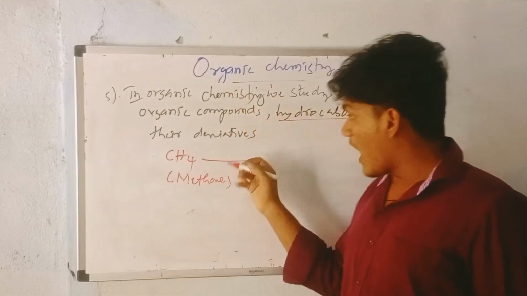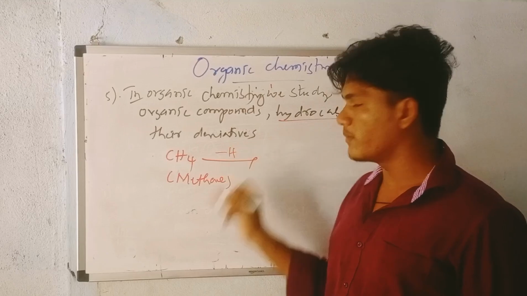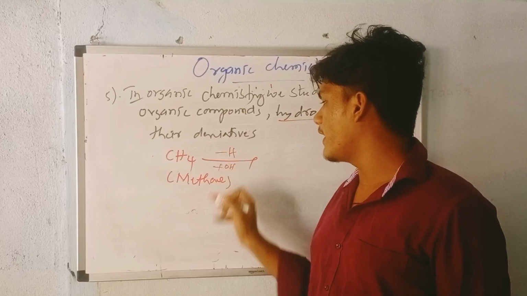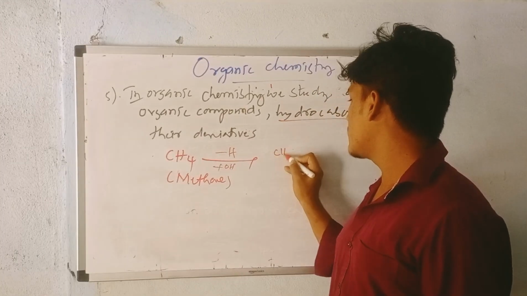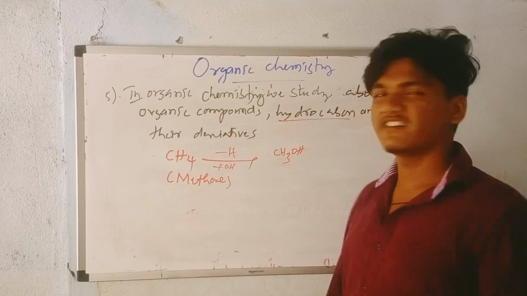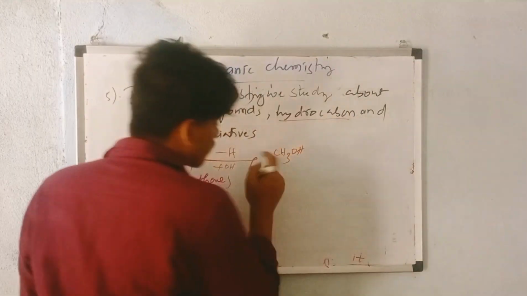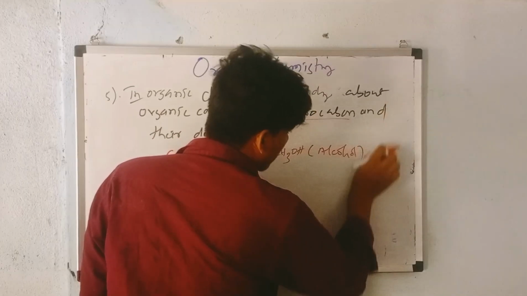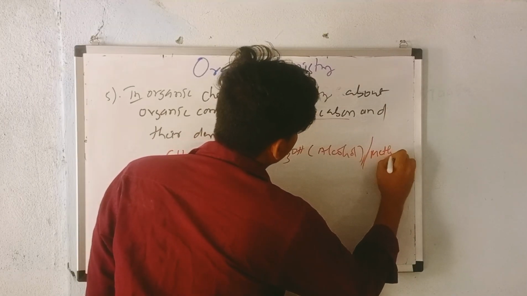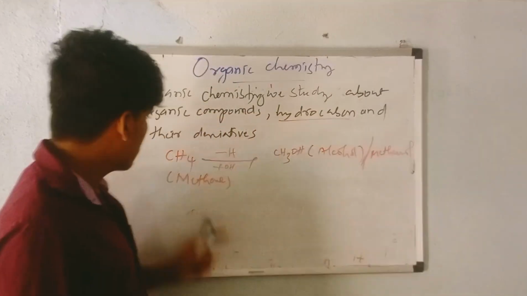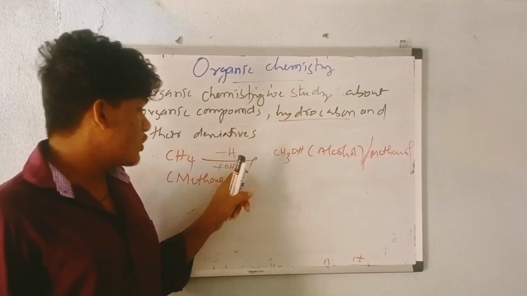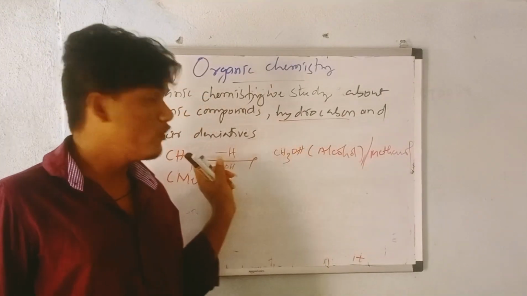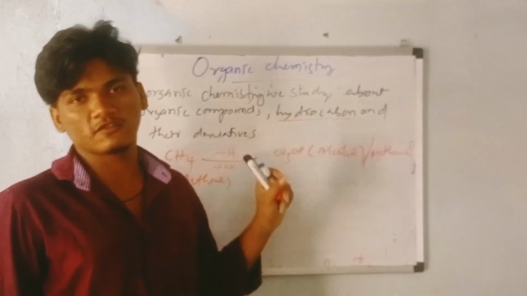If you see here, I am removing one hydrogen and adding OH. It becomes CH3OH, and it is called alcohol. What type of alcohol? It is methanol. You see here, methane, when OH is added, becomes methanol. It is a derivative. Here, the hydrocarbon was converted into alcohol like this.